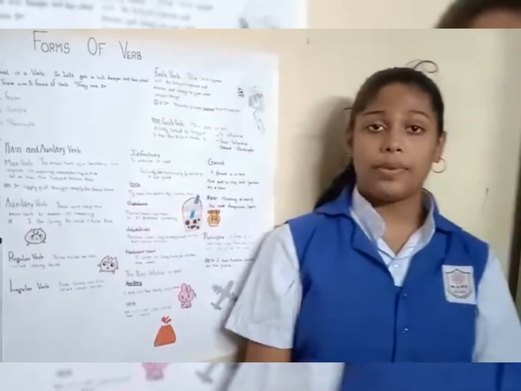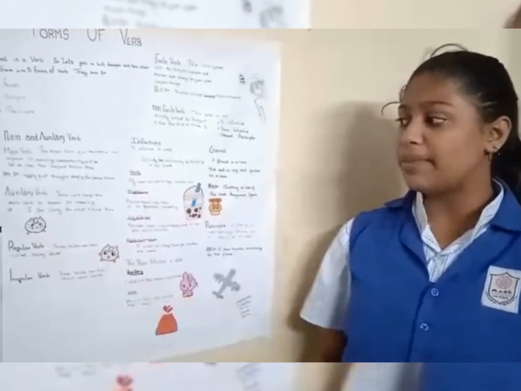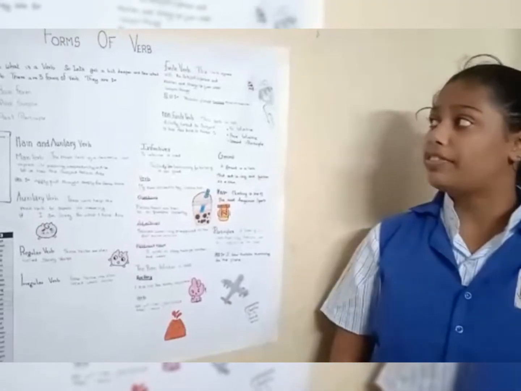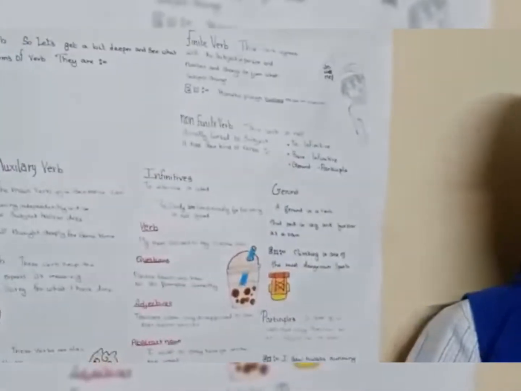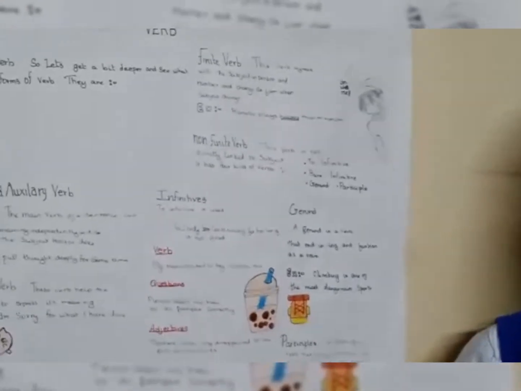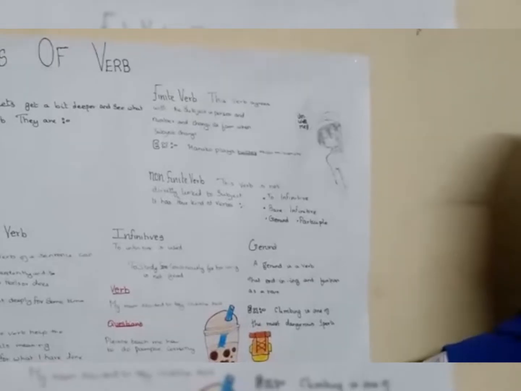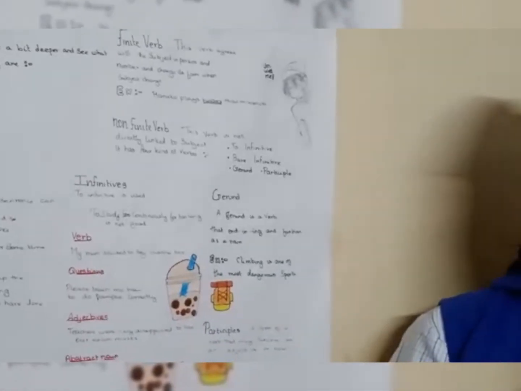Auxiliary verb. These verbs help the main verb to express its meaning. Example, I am sorry for what I have done. Finite and non-finite verb. This verb agrees with the subject in person and number and changes when the subject changes. This is linked directly to the subject and this indicates the tense.